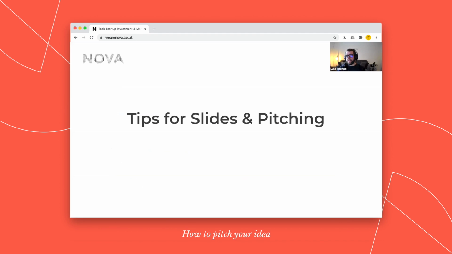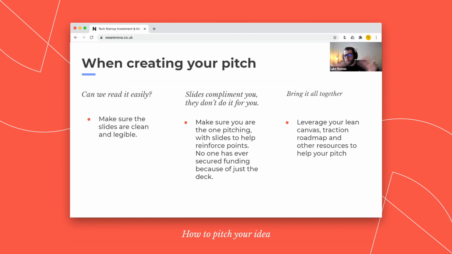So very quickly, I would recommend everyone probably creates a few slides to help keep yourself on track and to help just amplify the message that you're delivering. But again, I keep this really simple. Don't worry about the full brand of it. No one's ever raised money because they had a nice pitch deck. It's just one little factor of an overall pitch.